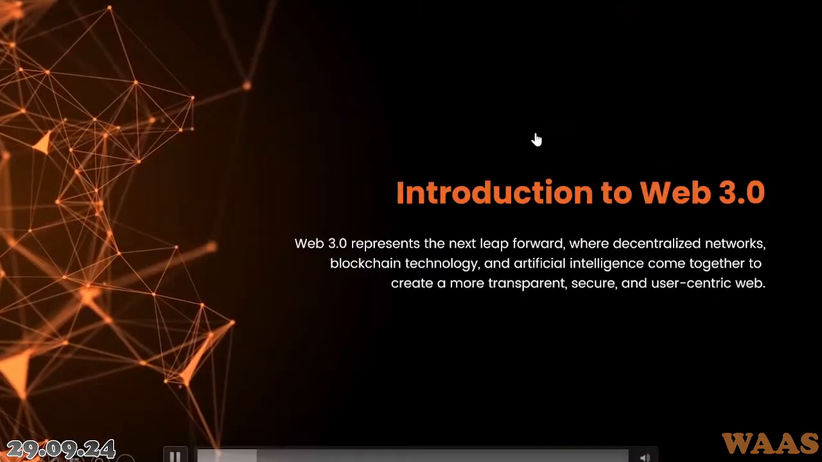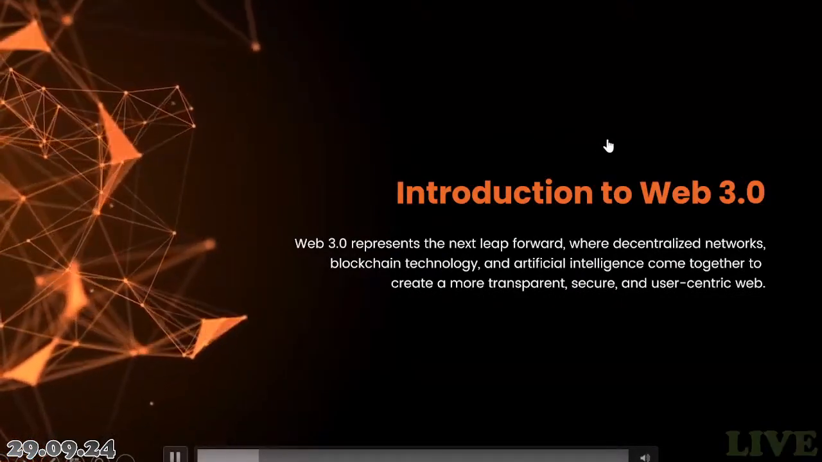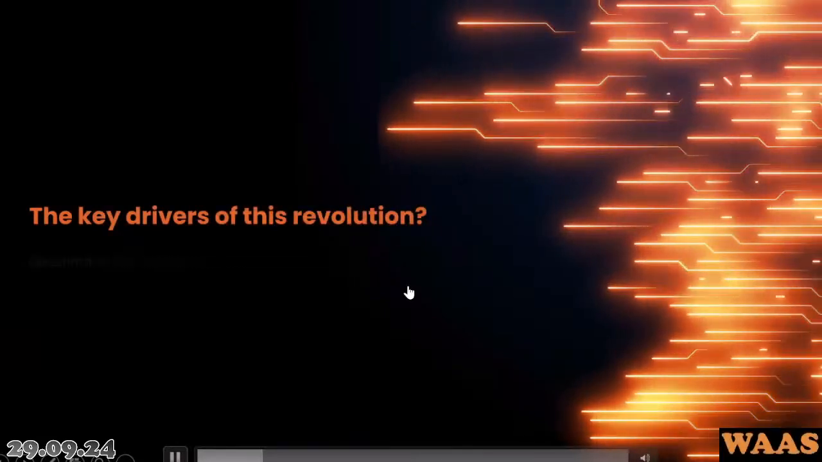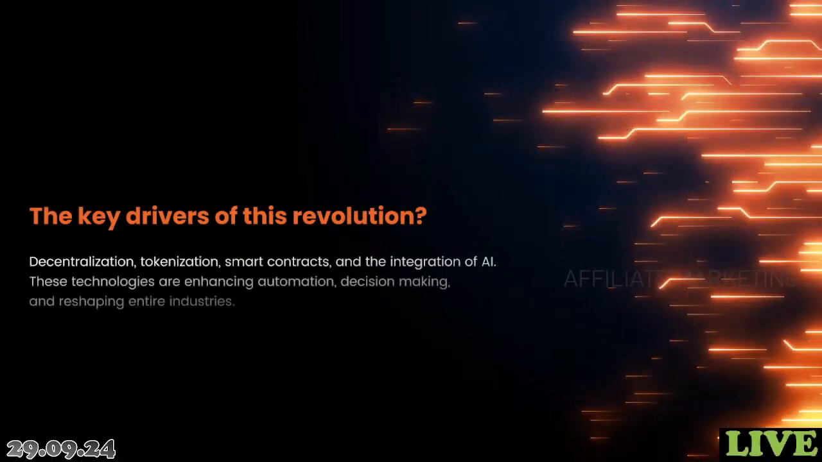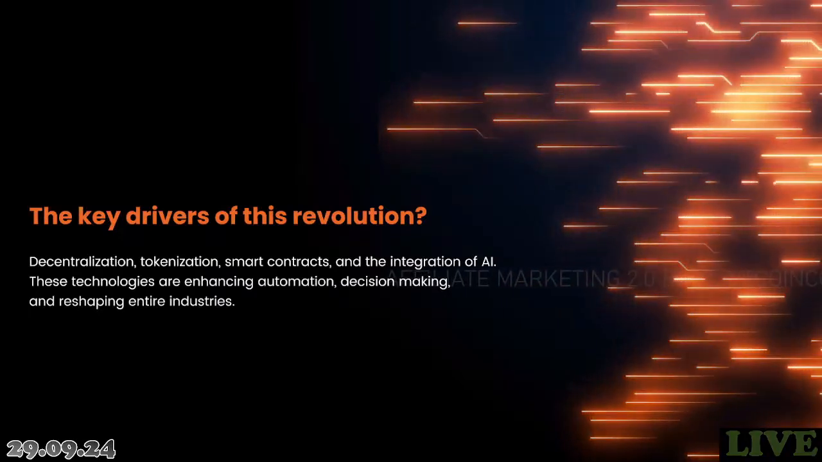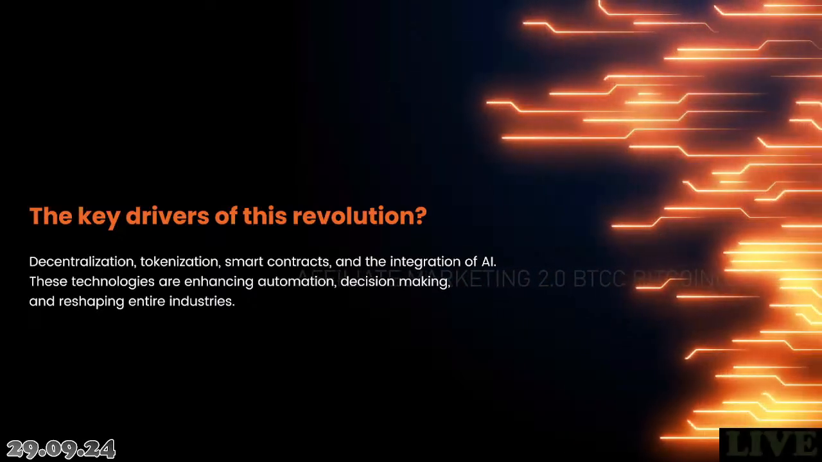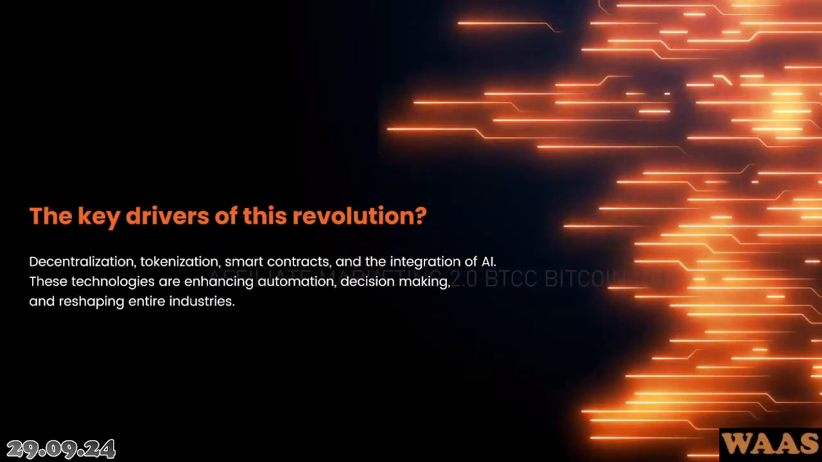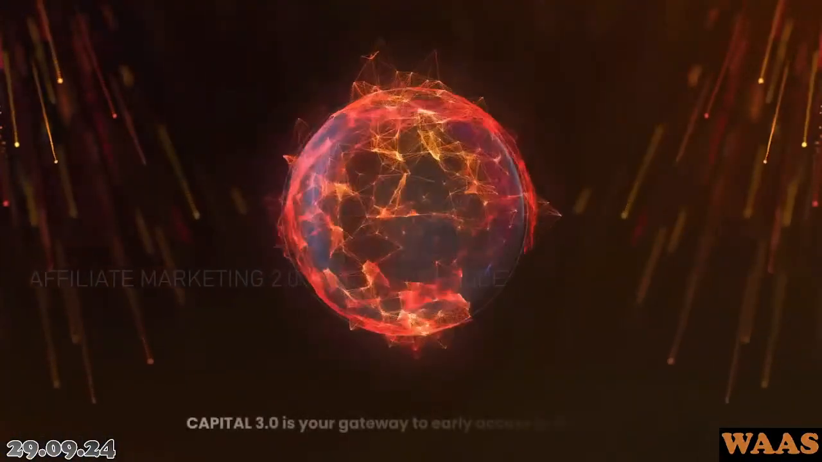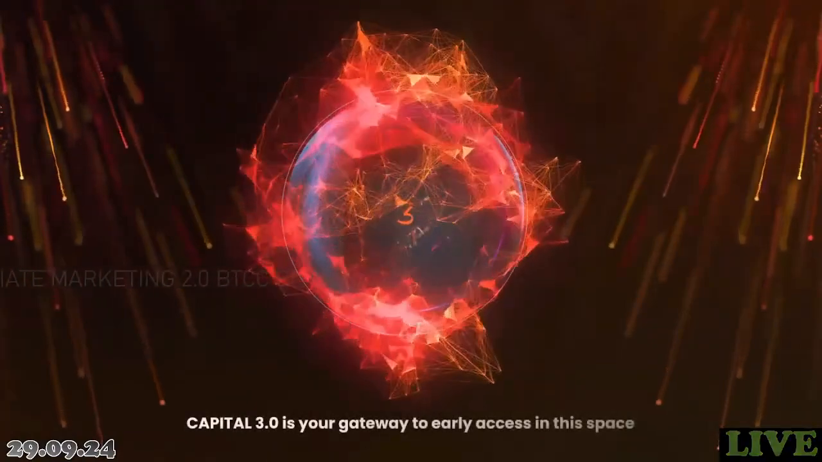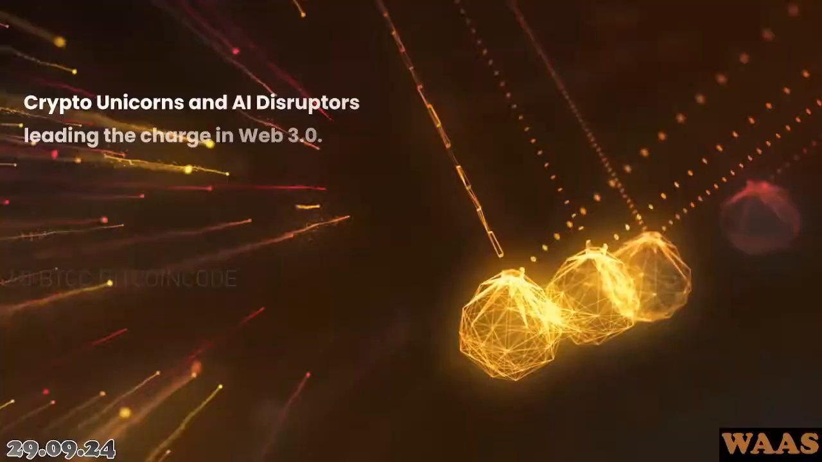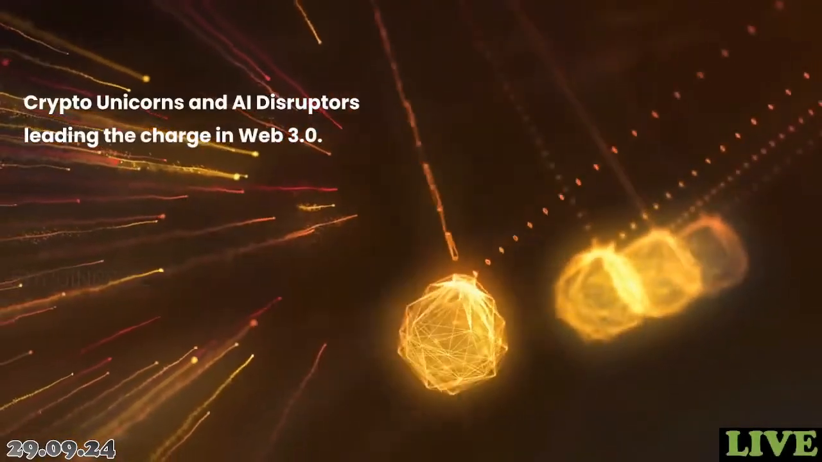Come together to create a more transparent, secure, and user-centric web. The key drivers of this revolution: decentralization, tokenization, smart contracts, and the integration of AI. These technologies are enhancing automation, decision-making, and reshaping entire industries. Capital 3.0 is your gateway to early access in this space. To crypto unicorns and AI disruptors leading the charge in Web 3.0.